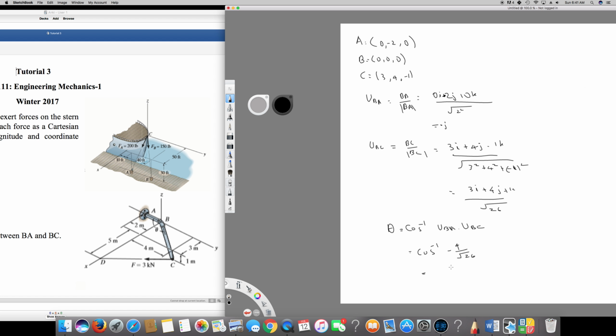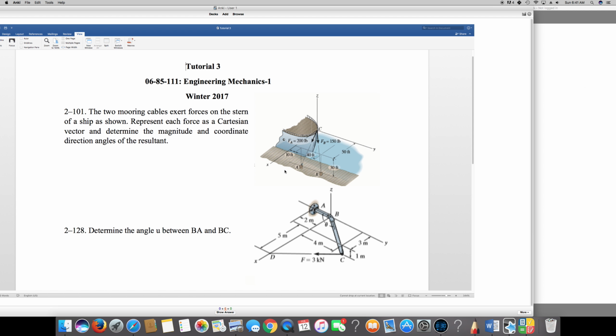So cos inverse of negative 4 over root 26 is going to give me 141.7 degrees. 141.7 degrees. This is the final answer for this question. So theta. And let's go to the next question.